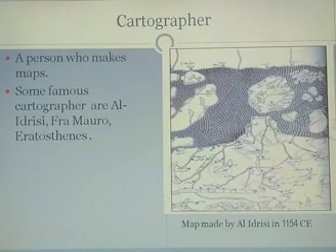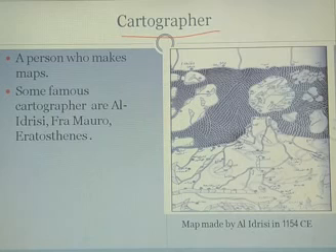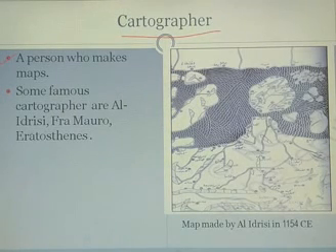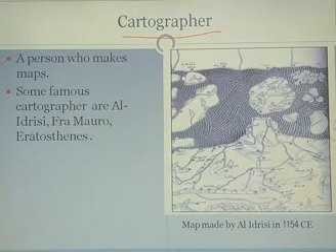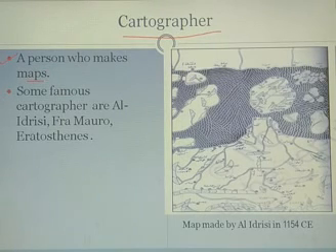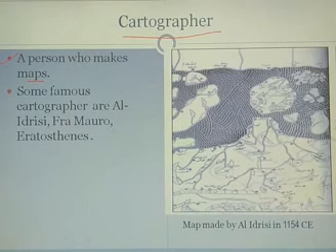So at the beginning we're going to start with one term, that is cartographer. Let's see what is the meaning of cartographer, or who are the cartographers. The first statement: a person who makes maps. That means cartographers are those persons who make maps, or we can simply say that a person who draws the map is called a cartographer.